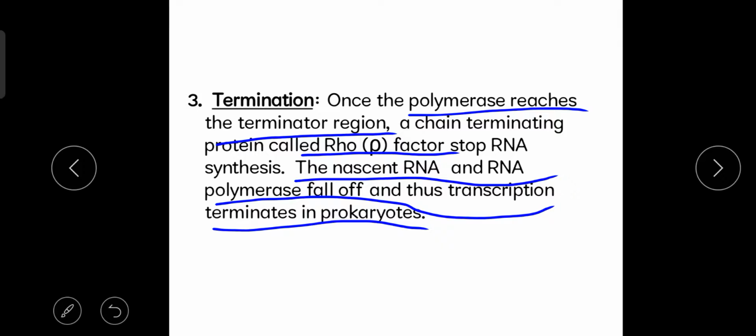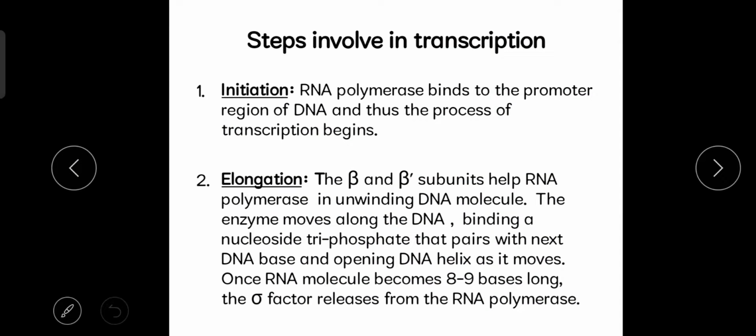Okay, so it is very easy to remember all the steps because there are only 3 stages or steps. The first one is the initiation, that means the starting, how it is started. When the RNA polymerase binds to the promoter site of the DNA, then the transcription process is initiated or started. How it is elongated?